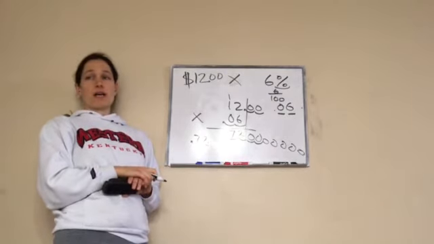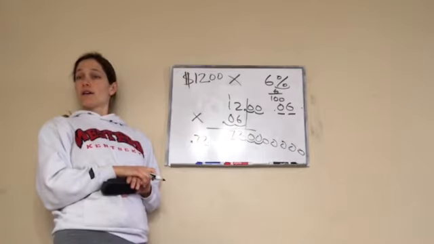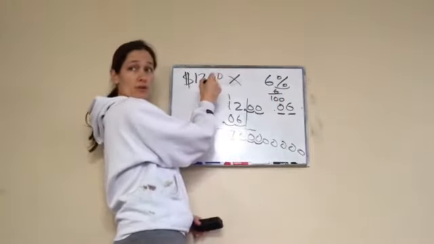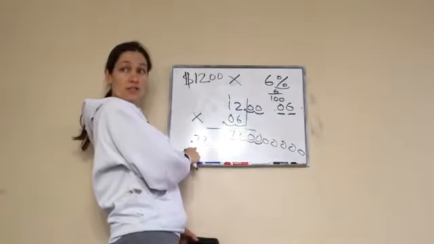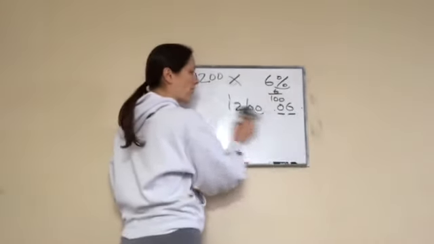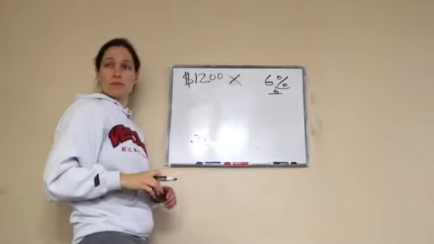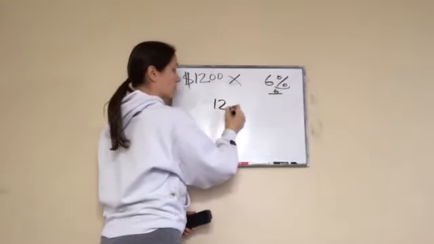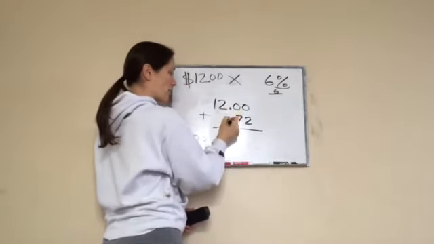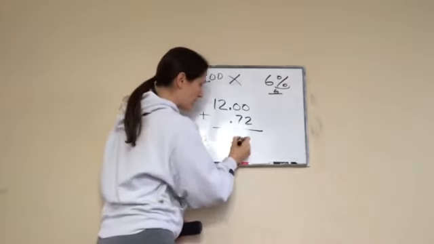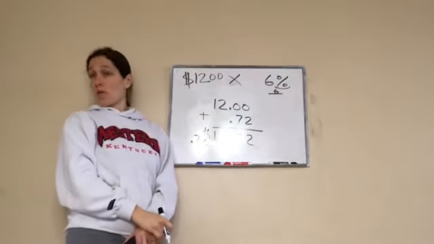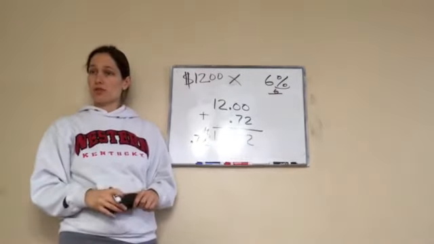Think of money. 72 cents. So, 6% of that $12 slingshot was 72 cents. So, what was your total payment when you bought it? $12.72. So, you take that $12, you add that 72 cents. Remember, you line up your decimals when adding, and we get $12.72. So you came out of Walmart with a $12.72 boomerang.